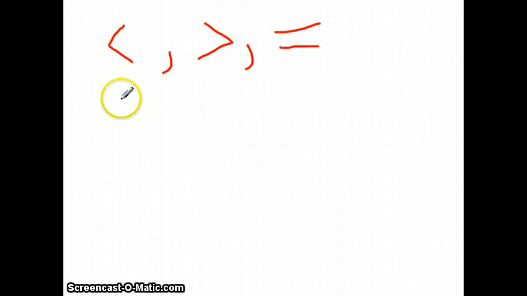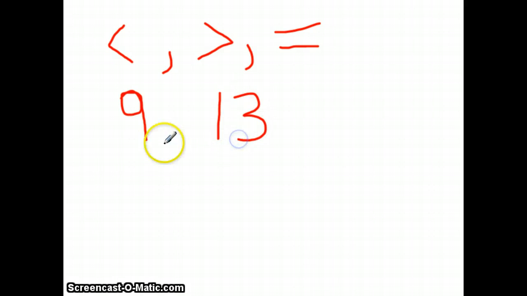If we look at an example here, we usually use these symbols when comparing numbers. Let's take the numbers 9 and 13. Now, if I were to put one of these symbols in here, I'm pretty sure most of you could tell me what symbol that would be. We also know that it always eats the bigger number. So it would be 9 is less than 13.